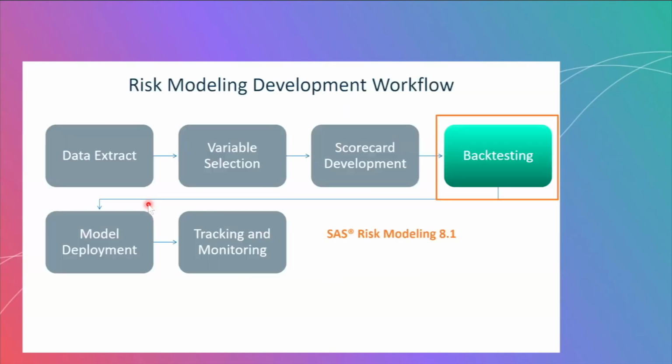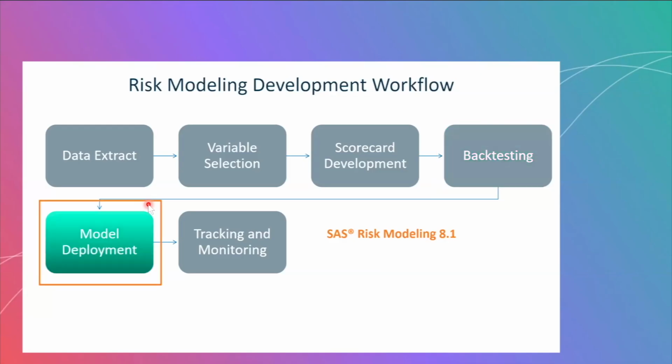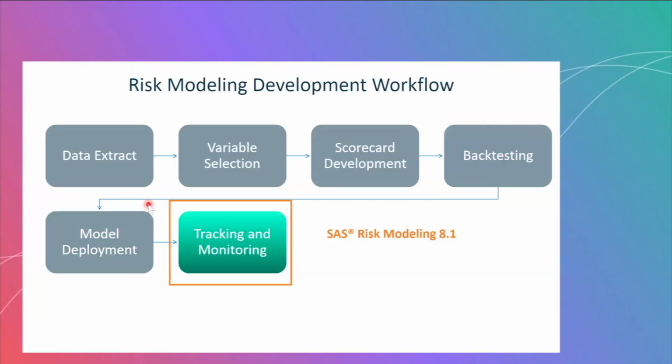All right. Then once the scorecard is developed, the next logical step is the back testing of the whole model, and that again happens in the risk modeling software. The first point, the data extraction, was in SAS risk modeling. The variable selection and the scorecard development happened in Model Studio. And now from back testing onwards, we go back to the risk modeling part. So back testing, model deployment, and tracking and monitoring all happen there.